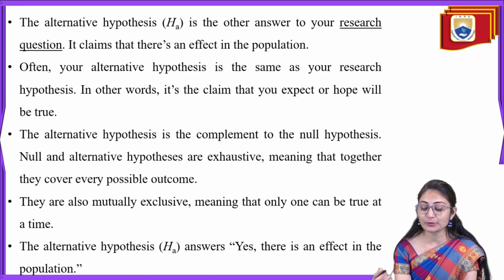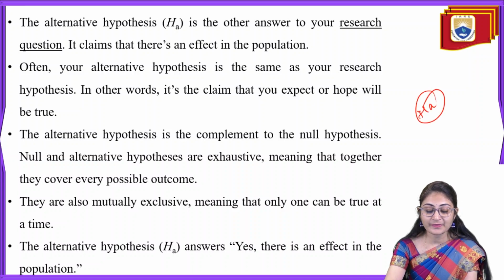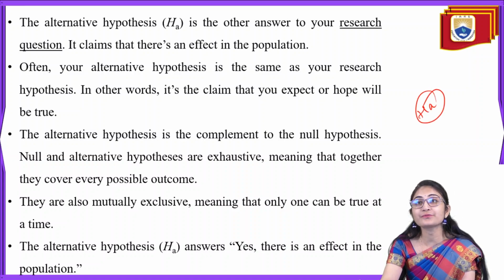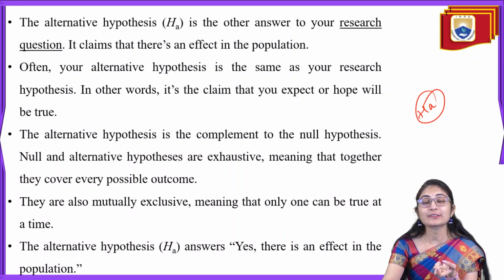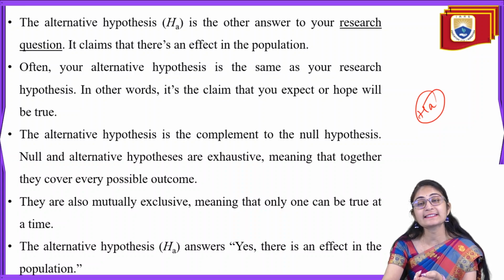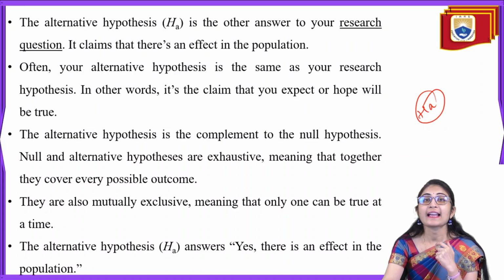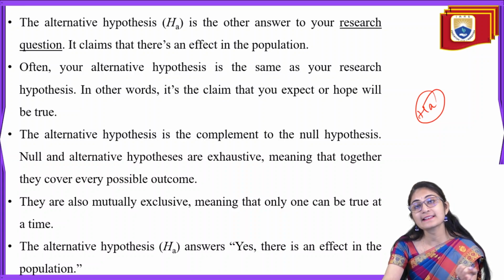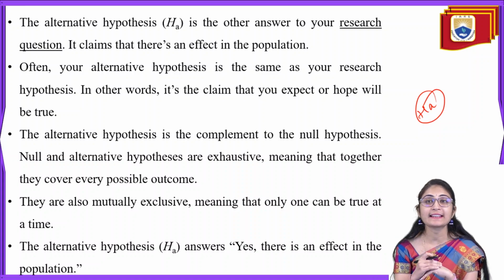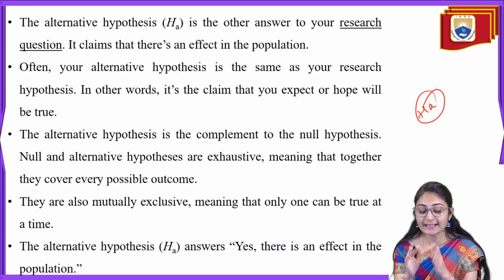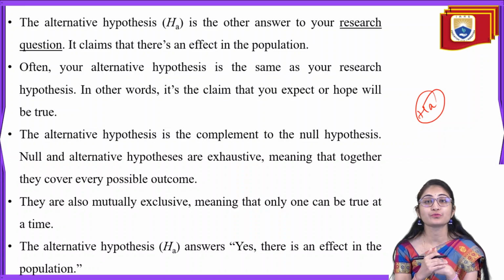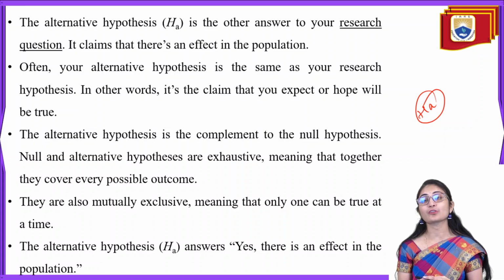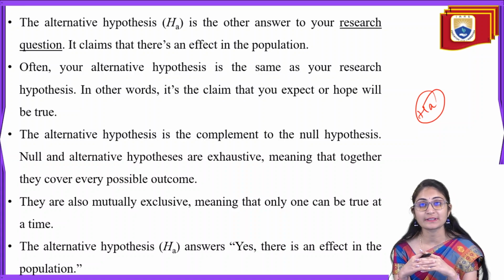The alternative hypothesis we can show by using HA. HA is your answer to your research question. That means we can say there is an effect in the population, and your alternative hypothesis is the same as your research hypothesis. In other words, it is the claim that you are expecting, or hoping, will be true. The alternative hypothesis is the complement to the null hypothesis.